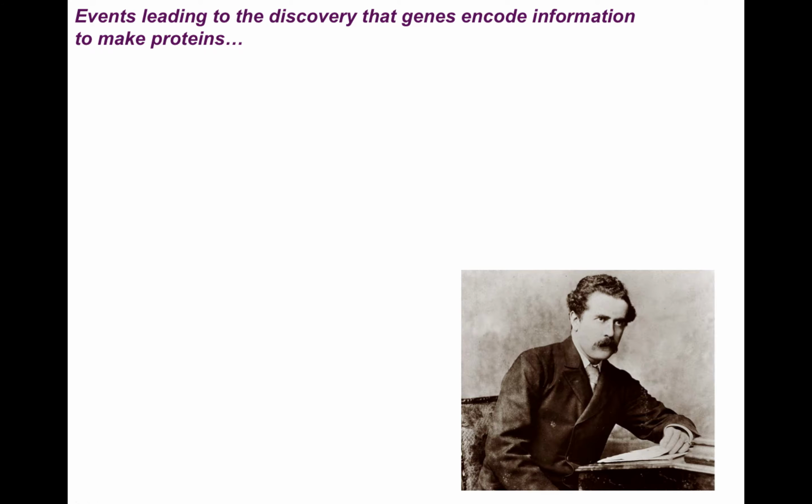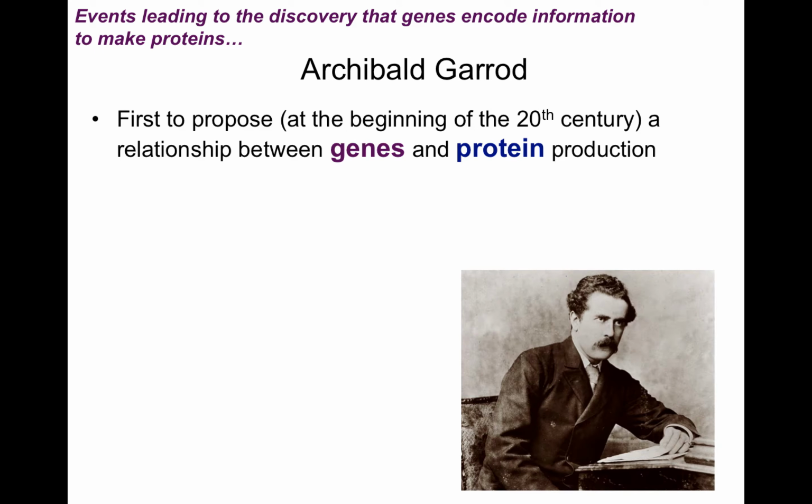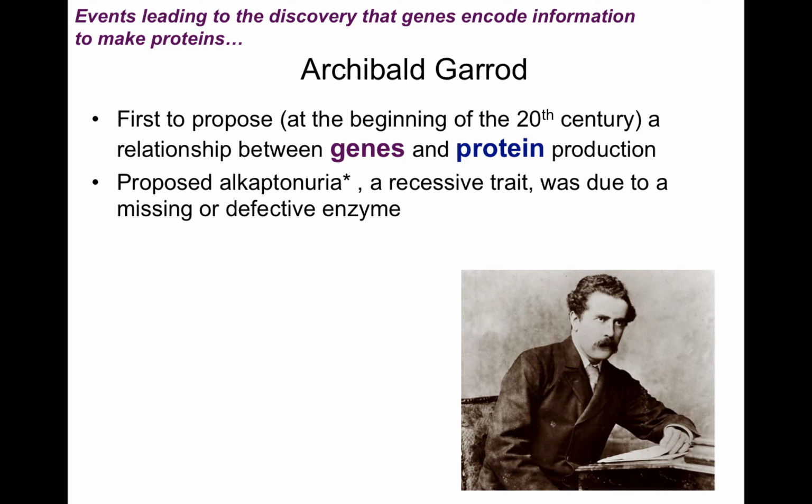But the events leading to the discovery that genes encode information to make proteins came from a gentleman by the name of Archibald Garrod. At the beginning of the 20th century, he first proposed a relationship between genes and protein production. He was studying a trait called alkaptonuria. It's a recessive trait that was due to a missing or defective enzyme. He coined the term inborn errors of metabolism.